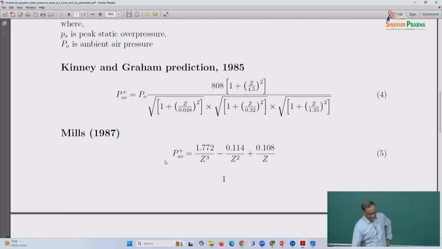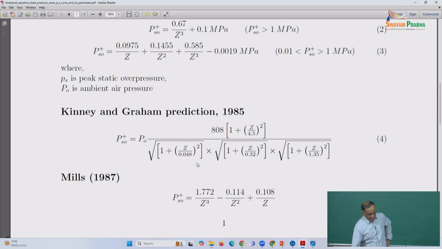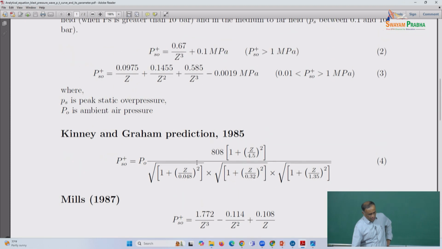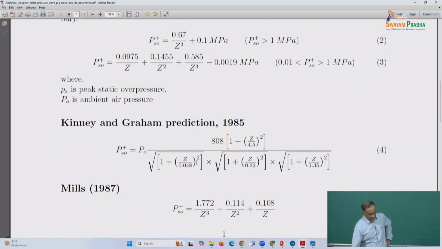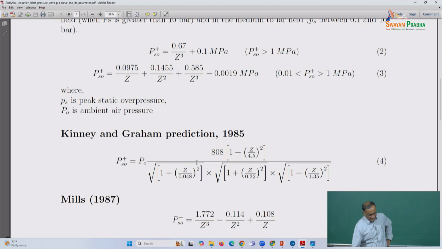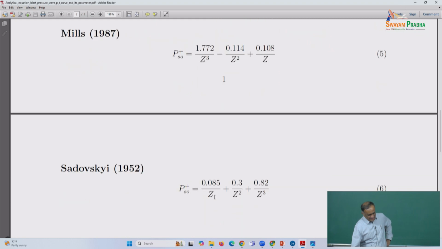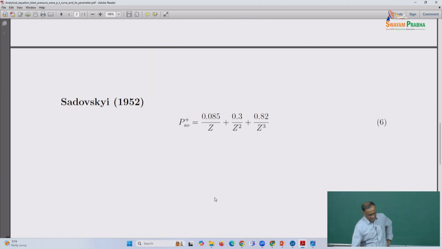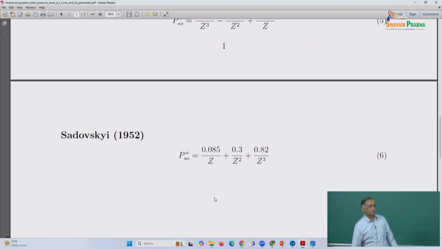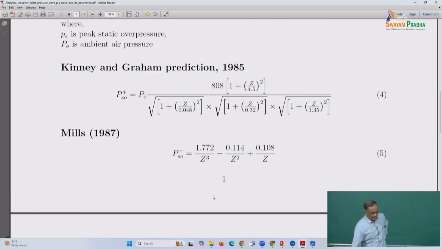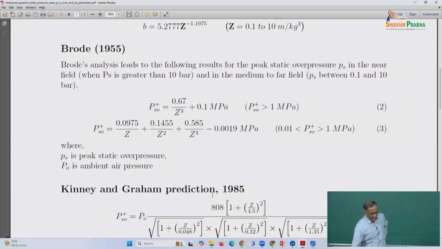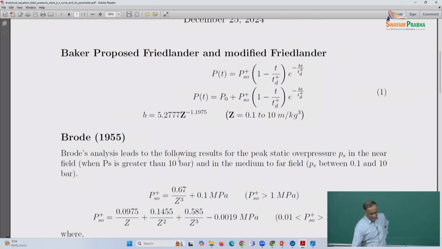And then a couple of years down the road, they went back to something similar to what Broad had written, but if you see the coefficients, they are quite different, and here there is a constant and they don't have a constant out here. And this is a little bit older as well. So these are some of the available expressions.